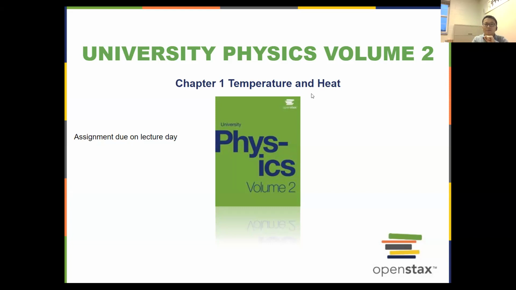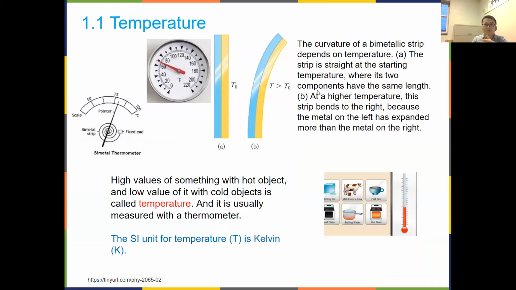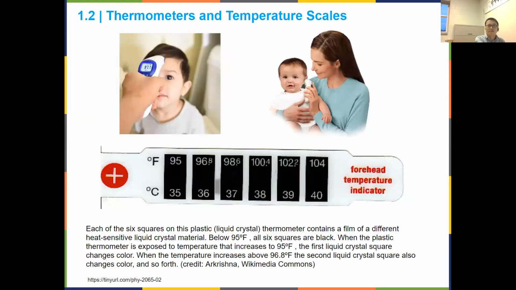Okay, so quickly, last time we talked about temperature. What's the definition of temperature in physics? It's the high value of something with a hot object and the low value of it with a cold object. That's called temperature. We use T for the symbol of temperature, and the SI unit for temperature will be Kelvin, okay, not Fahrenheit or Celsius.